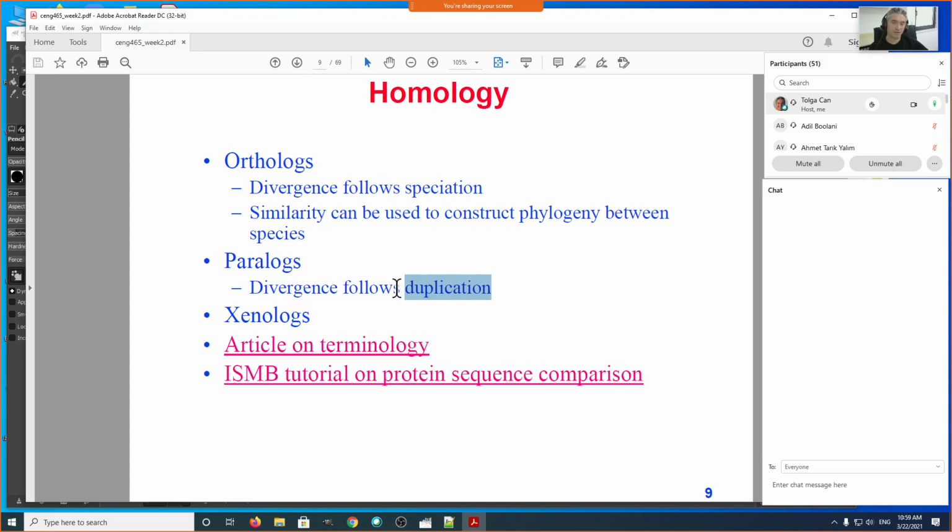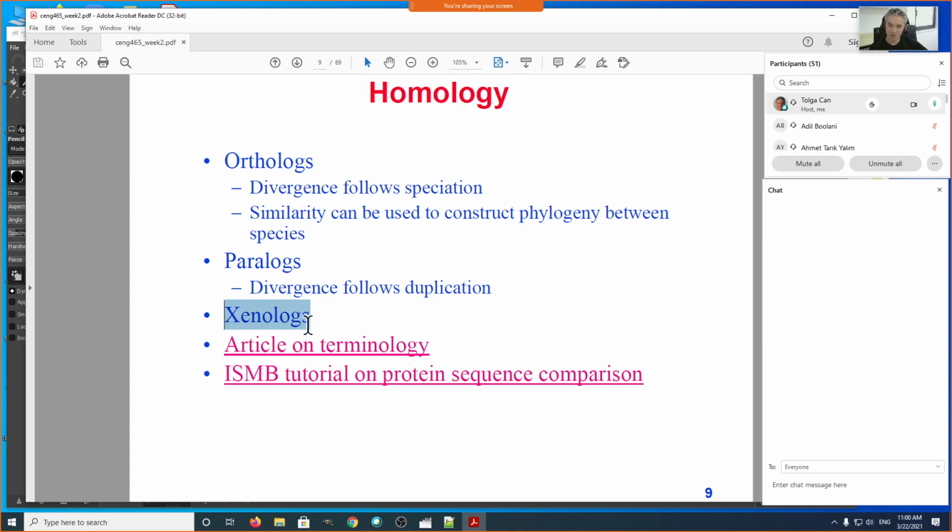So if divergence follows the duplication within the same organism, it's called a paralog. And if this divergence happens after the speciation events, if these two homologs are in two different species, like mouse hemoglobin and human hemoglobin, they are called orthologs. So homolog is the more general term. All of these are homologs, and these are more specific terms that describe homology. When you talk about orthologs, you understand that they are homologs that appear in two different species. Or when somebody says they are paralogs, they're homologs on the same organism, the same genome.